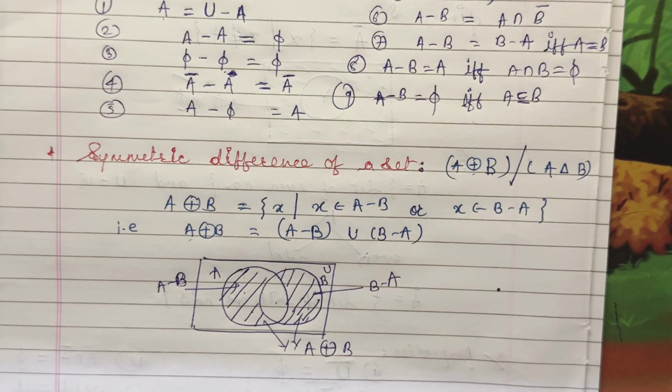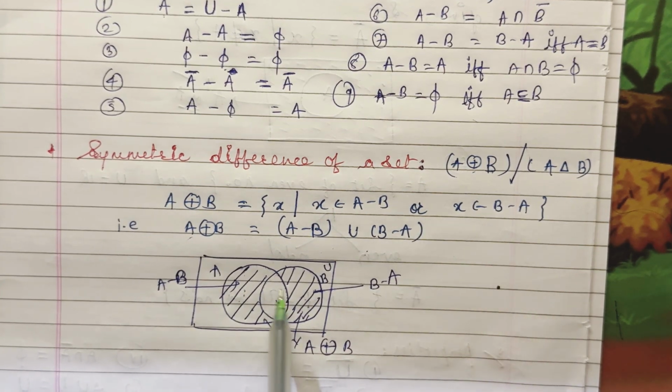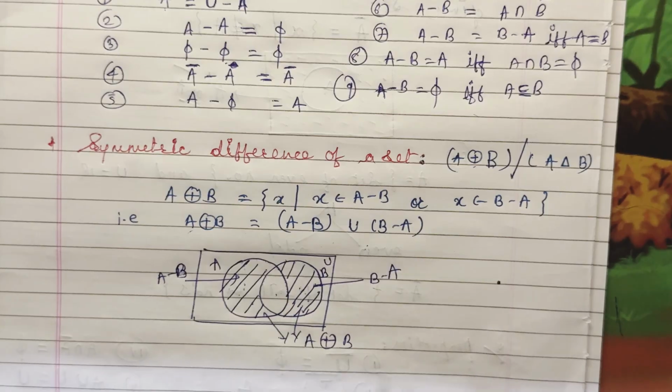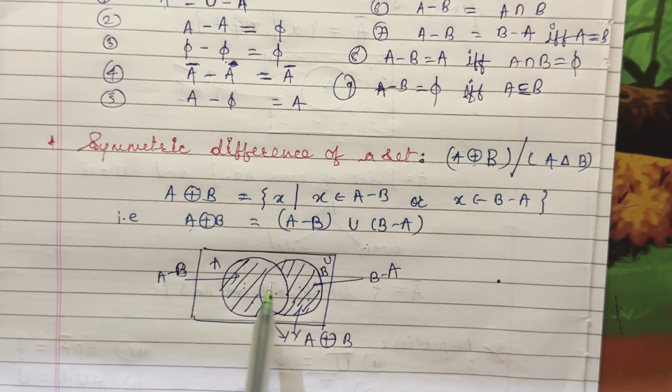I hope you all have understood, guys. It is very easy, nothing difficult. You just need to get a visual understanding of the concepts. That means the element x belongs to A minus B or x belongs to B minus A, which is the symmetric difference. That middle part we do not want, so we have to delete the A intersection B part.